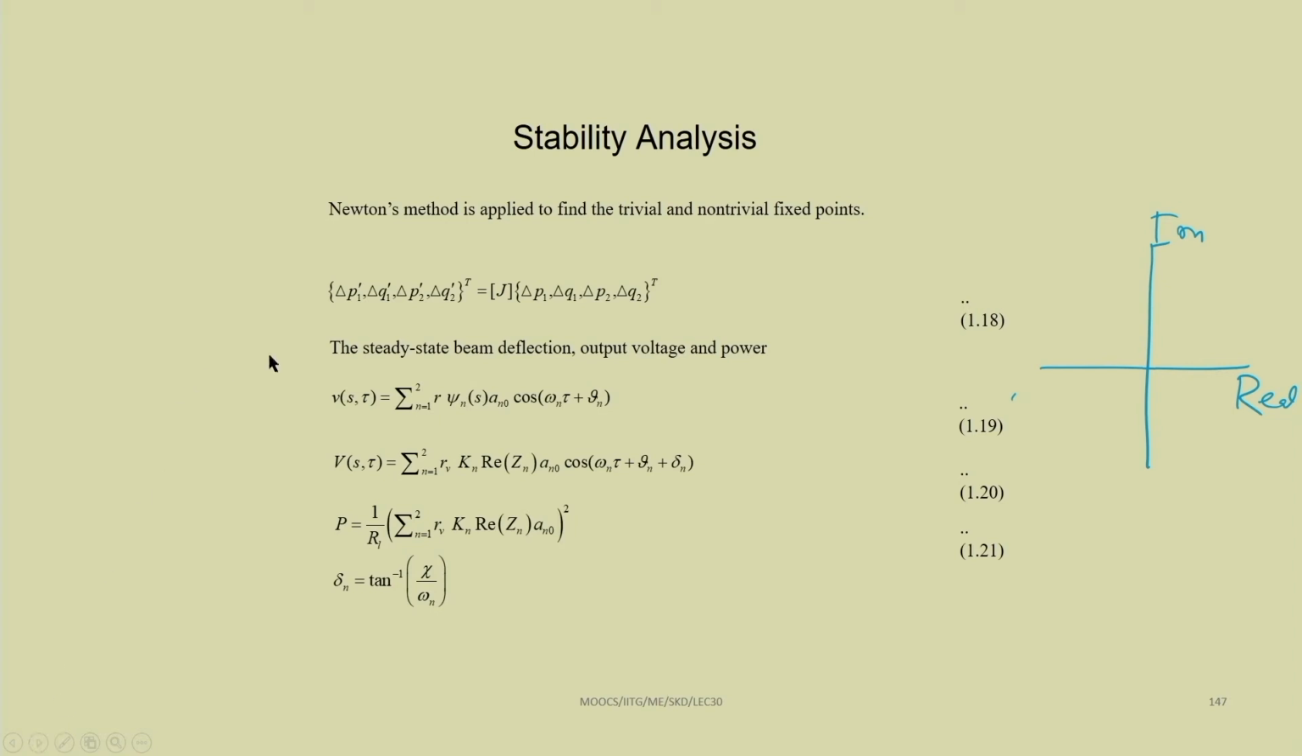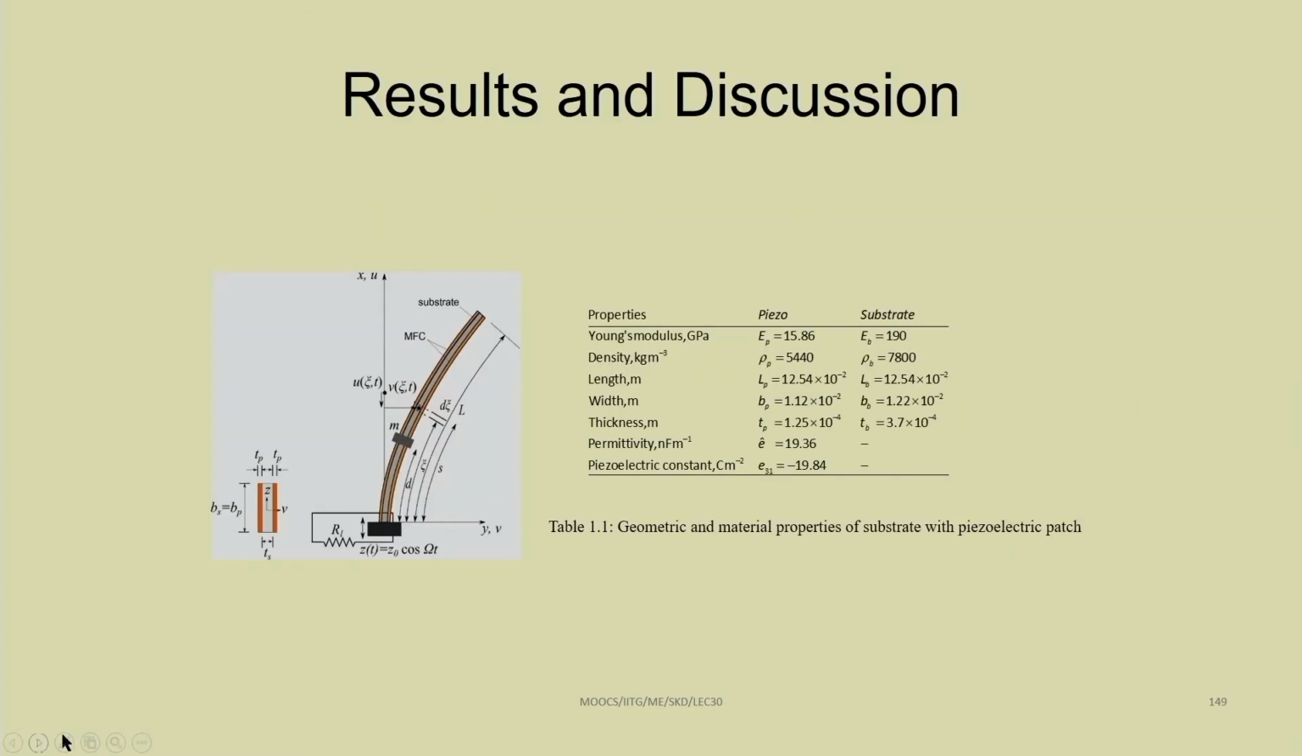After getting the displacement, one can find the voltage equation in this way. After getting this voltage equation, one can find the power, and this is the power expression. Depending on the resistive, capacitive and inductive circuit, the power will be different, and this is the expression one can get for power. Let us see some of the results.